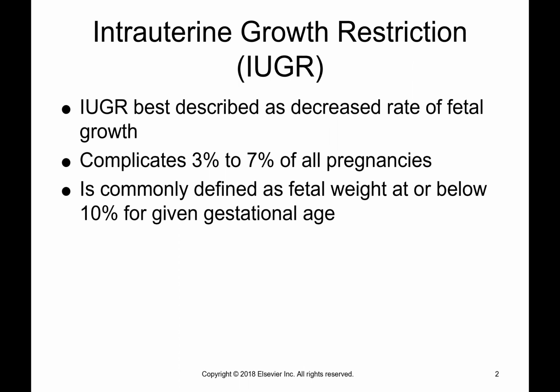But let's say something's abnormal with those. The baby's too small. And that's called intrauterine growth restriction. And IUGR is best described as the decreased rate of fetal growth, and it complicates 3 to 7% of pregnancies. It's commonly defined as fetal weight at or below the 10th percentile for given gestational age. So make sure that you remember that less than 10th percentile is considered IUGR.